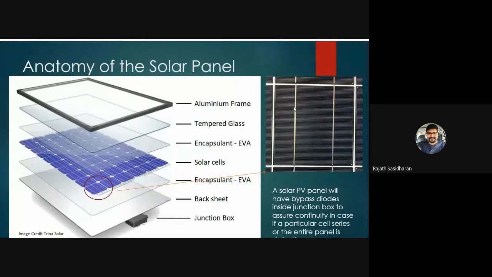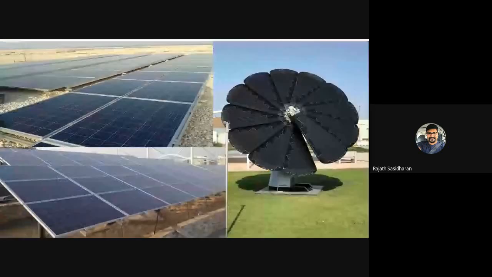And why do we need bypass diodes? It's because, at times when we combine these panels to make a solar photovoltaic plant, we may put these panels in series. So when you put these panels in series, the continuity is a big concern, because what if one of the panels is gone? Yeah, it's defective. In that case, these bypass diodes assure the continuity of the string.